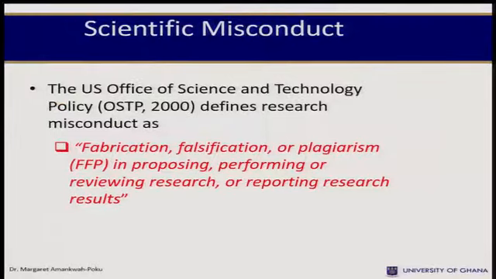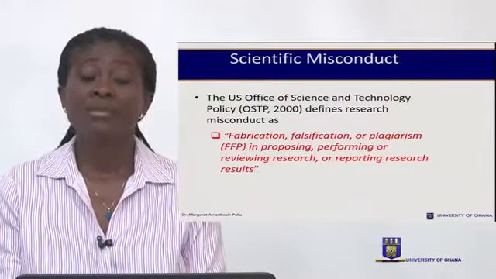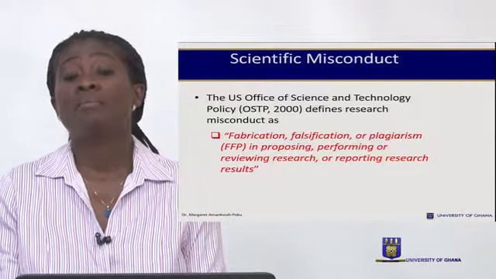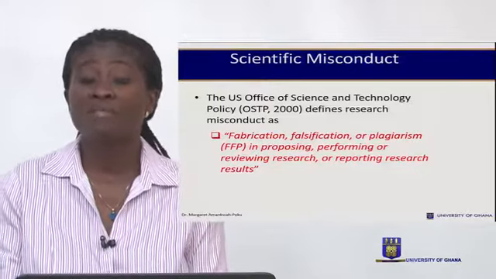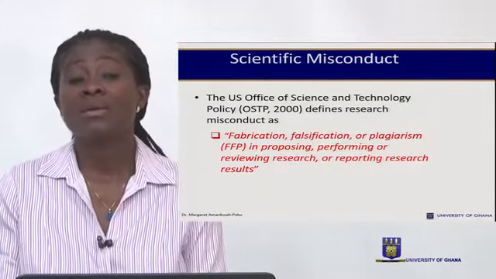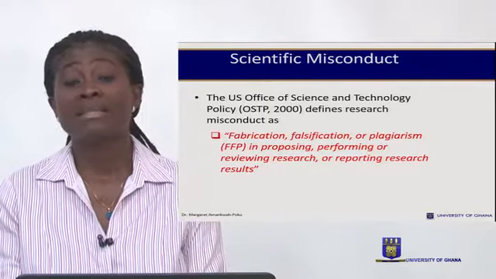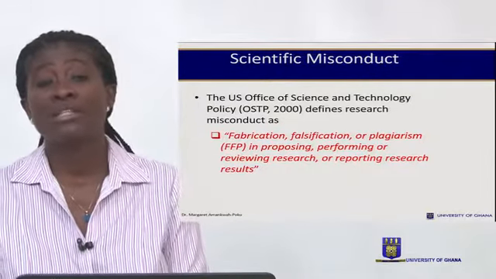So the U.S. Office of Science and Technology Policy defines research misconduct or scientific misconduct as fabrication, falsification, or plagiarism in proposing, performing, reviewing research, or reporting research results. So it has to do with when, for instance, researchers fabricate data, or falsify data, or plagiarize when they are designing and conducting their research. So I'll briefly talk about each of these.